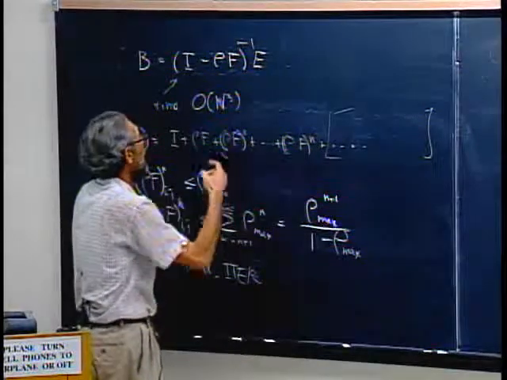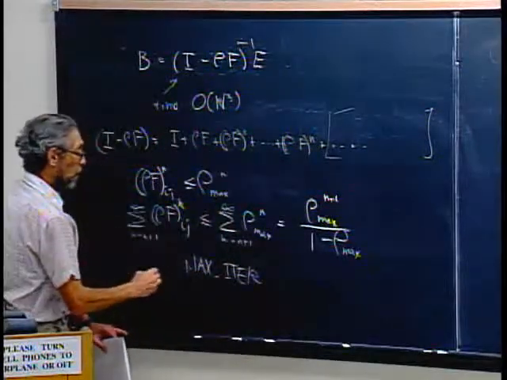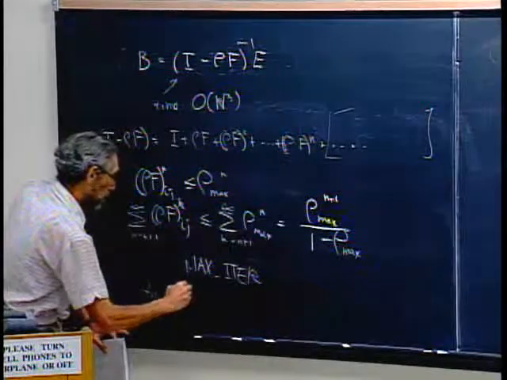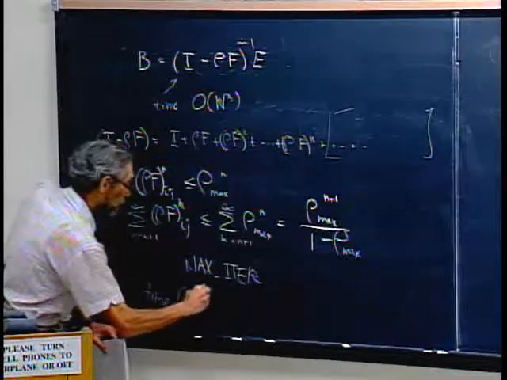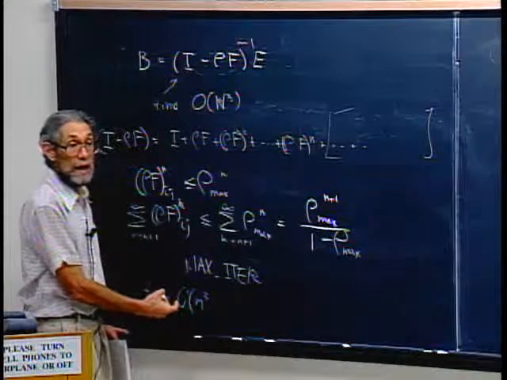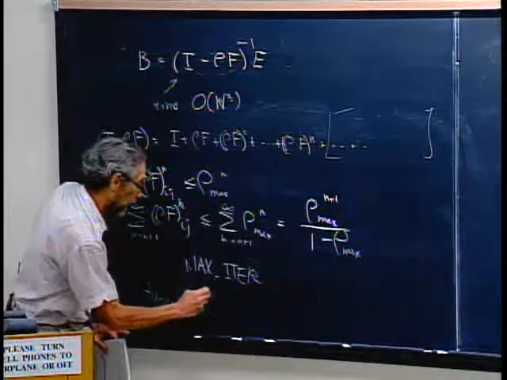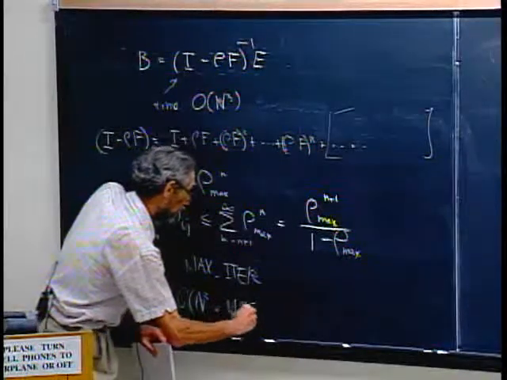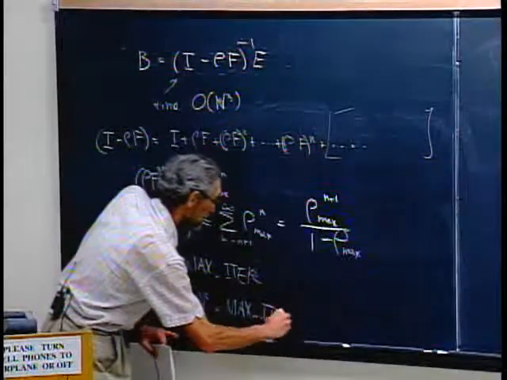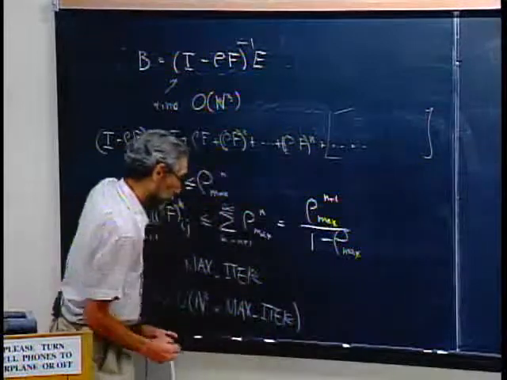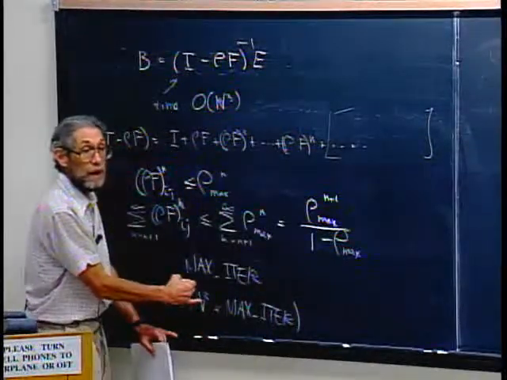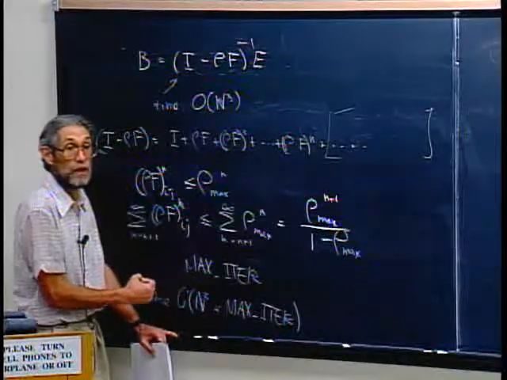So instead of O of capital N cubed, the iterative method takes time O of capital N squared, because each iteration had, this should have been capital N squared times max iter. Okay, so this could be a relatively small number compared to capital N, and so this iterative method will be faster.